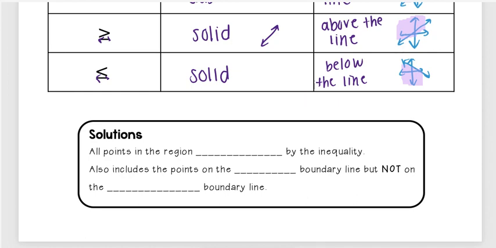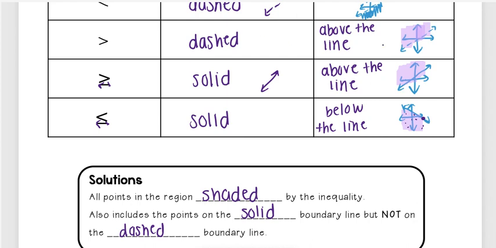And so in summary, to determine solutions when looking at a graph of a linear inequality, it's going to be all points in the region shaded by the inequality. So like for this graph right here, any point that is in that shade is a solution. It also includes the points on the solid boundary line, but not on the dashed. So looking at this example again, a point on this line would be a solution, but a point on this dashed line would not be a solution.